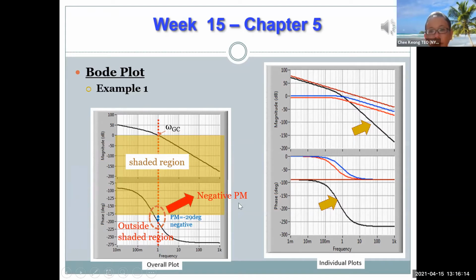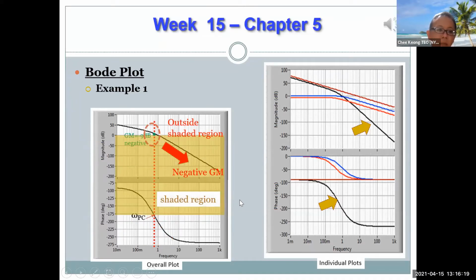So that's one thing. Now, next page, we will try to look at the gain margin. For the gain margin, we look at the frequency at which the overall phase crossed the minus 180 degree reference point, and we note this frequency as omega PC. If we look upward along omega PC and check the value of the gain at omega PC, take the difference of this gain with 0 dB. This will give us the gain margin. For this case it is 9 decibels. Now again, the gain margin does not lie within the shaded region. Hence it is a negative gain margin.